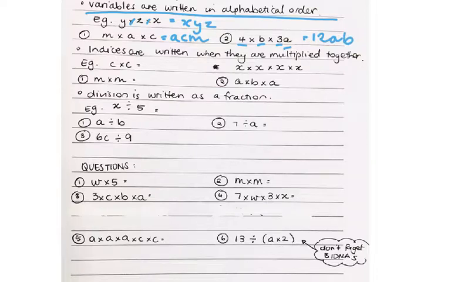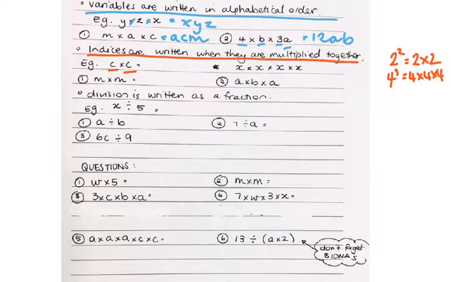Our next rule is indices are written when they are multiplied together. If you remember from when we looked at index numbers, if I had, for example, 2 squared, that means 2 times 2. Or if I had 4 to the power of 3, I'm going to write 4 times 4 times 4. So we're going to use the same index rules when it comes to algebra as well. If we look at this rule here, c times c, we've got the exact same variable there. They're being multiplied twice together, so that's going to be simplified to c squared.